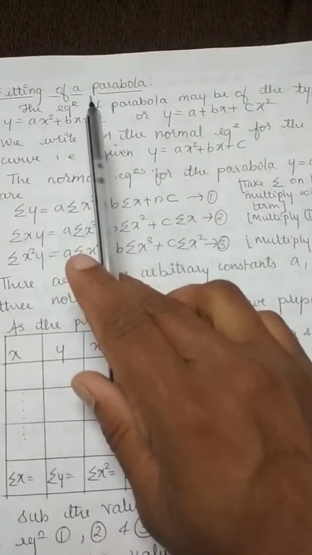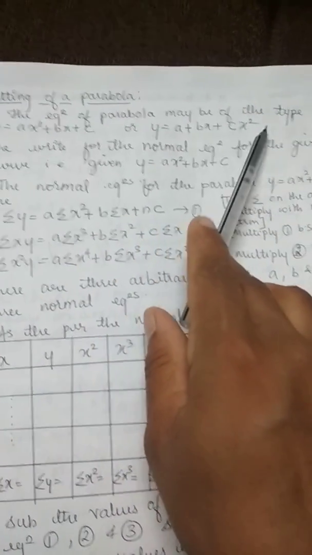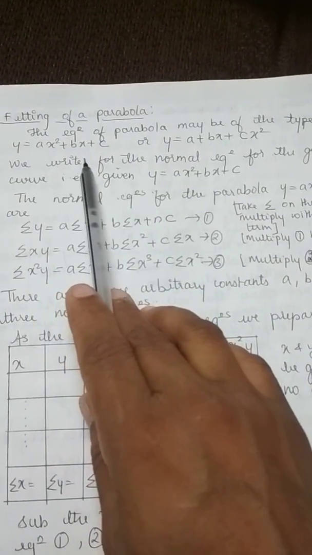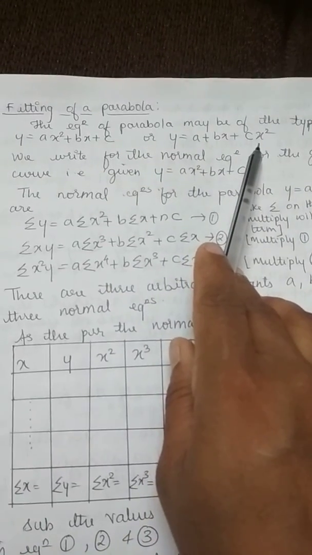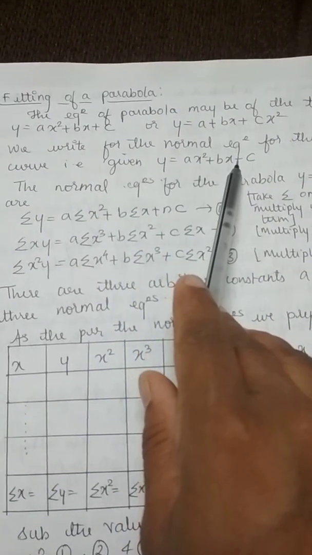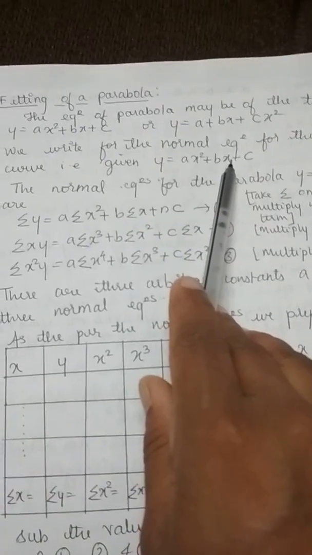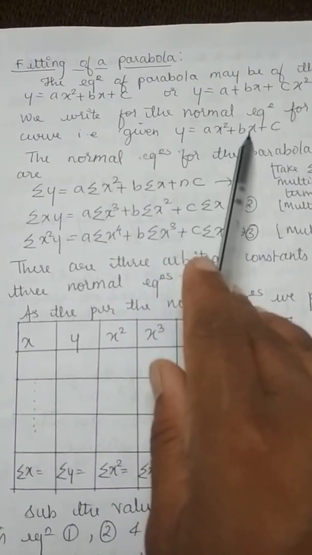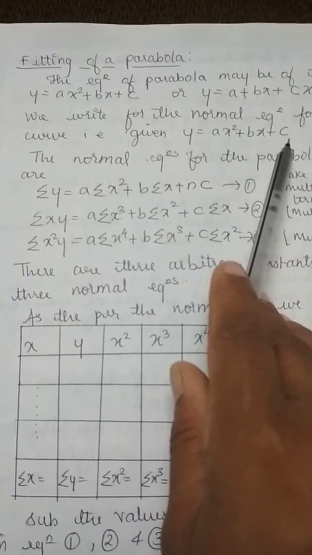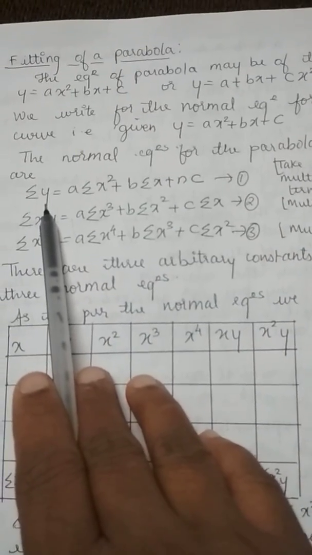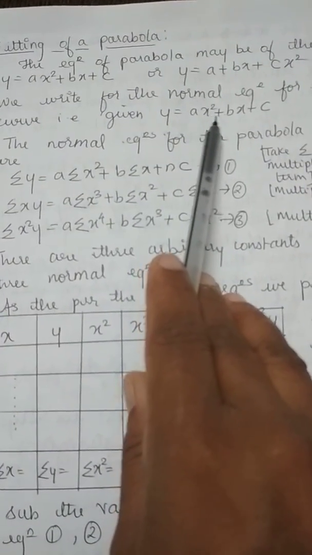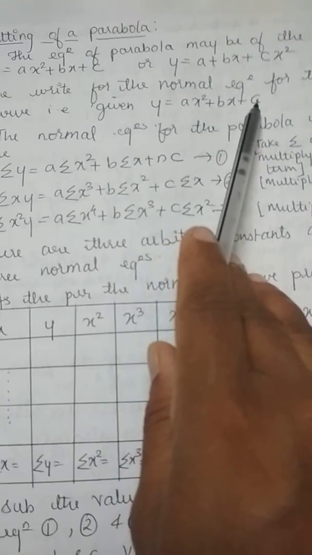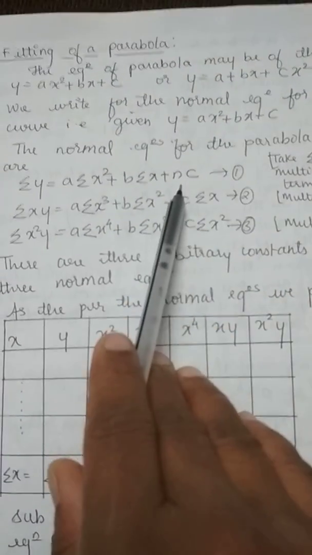Similarly, we will go through the parabola. Fitting of a parabola. The equation of the parabola may be of the type y is equal to ax square plus bx plus c, or y is equal to a plus bx plus cx square. We write the normal equations for the parabolic equation. So consider y is equal to ax square plus bx plus c. The normal equations are summation y equals a into summation x square plus b into summation x plus nc. Here c is constant, so write nc.